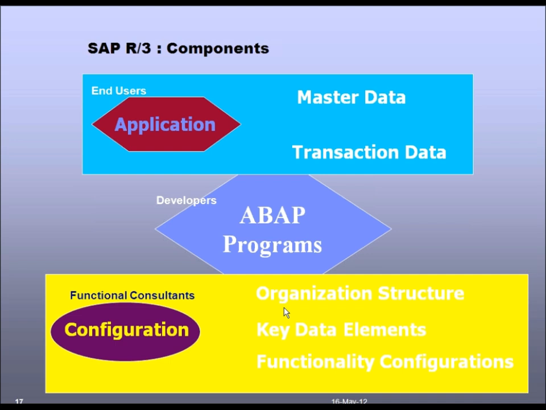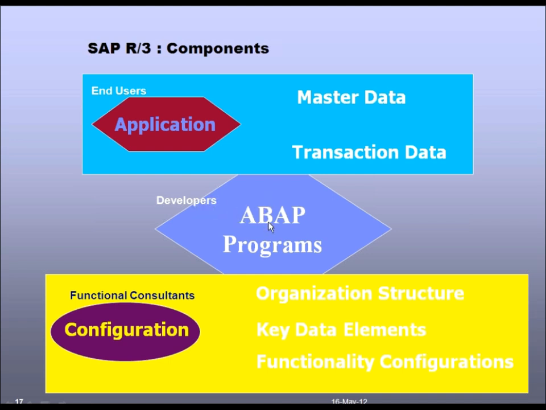Now let's try to make you understand what are R3 components. There will be three components if I have to say. Look at here. The first one is an application component where all these applications are used by the end users. Master data team create master data objects. The end users like buyers create purchase orders, that is transactional data. But to create master data or transactional data, what do you require? You require ABAP programs. Without programs, nobody can create master data or transactional data. But who will create these things? ABAP programs are created by the developers.